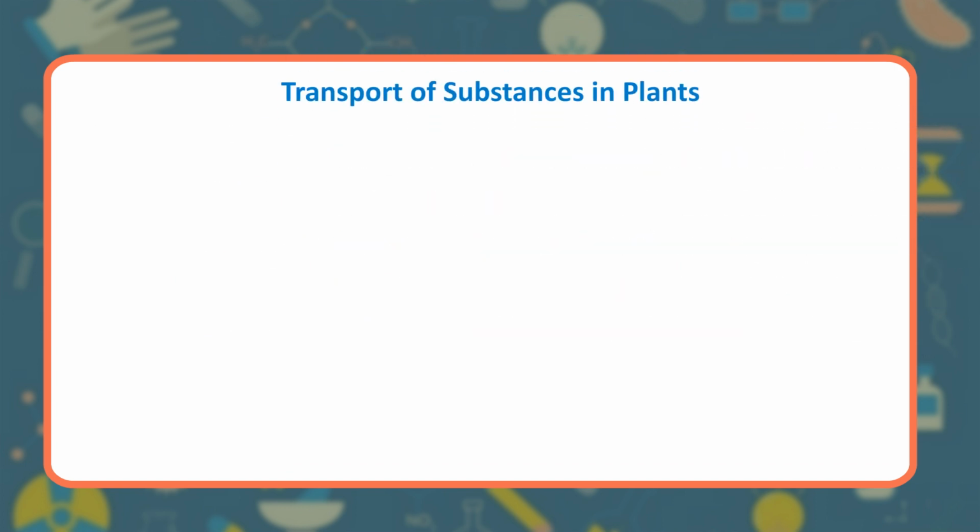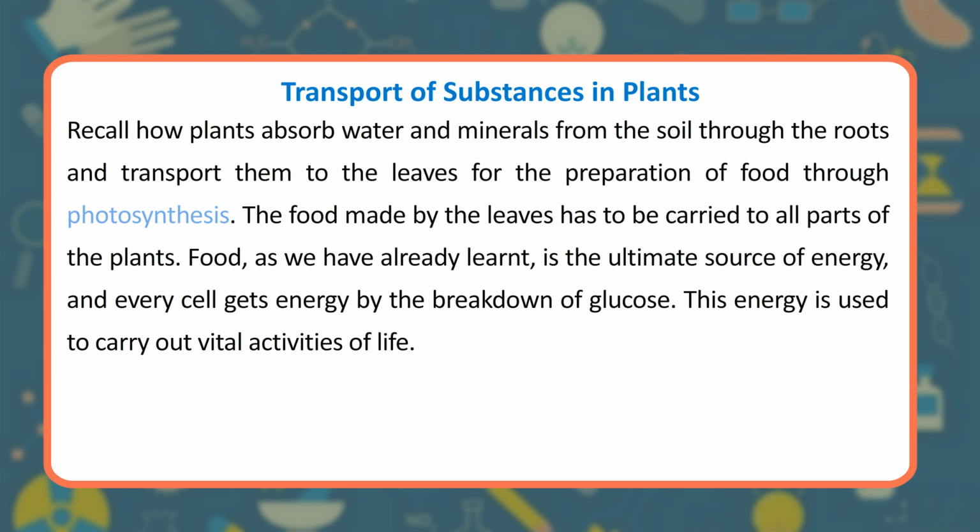Transport of substances in plants. Recall how plants absorb water and minerals from the soil through the roots and transport them to the leaves for the preparation of food through photosynthesis. The food made by the leaves has to be carried to all parts of the plants. Food, as we have already learned, is the ultimate source of energy, and every cell gets energy by the breakdown of glucose. This energy is used to carry out vital activities of life.